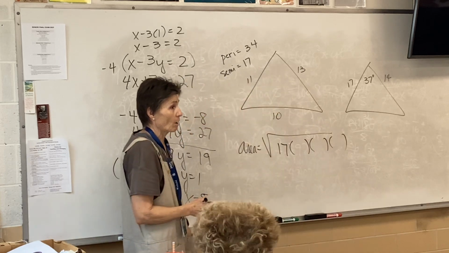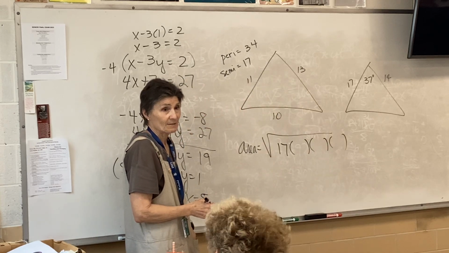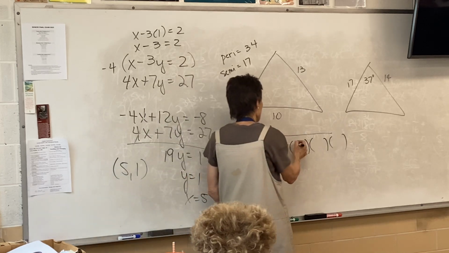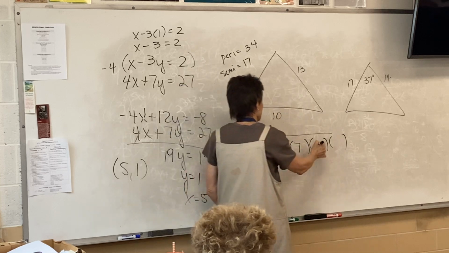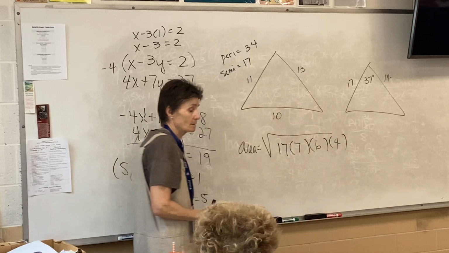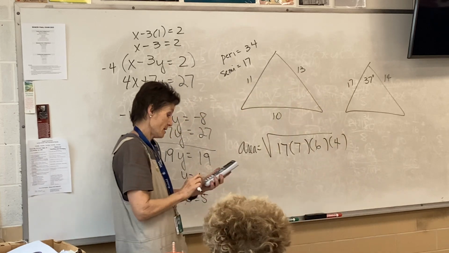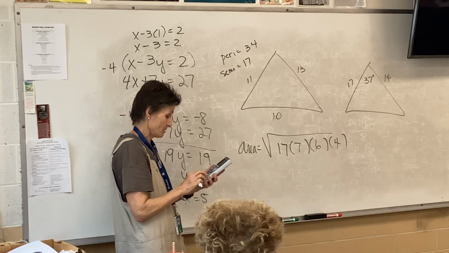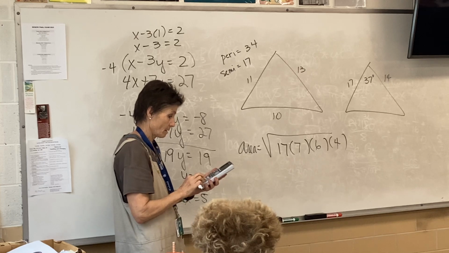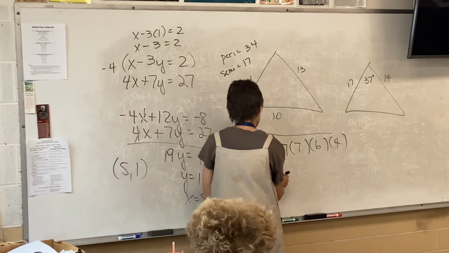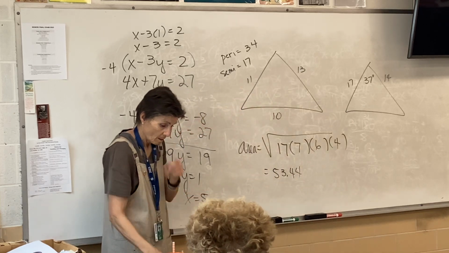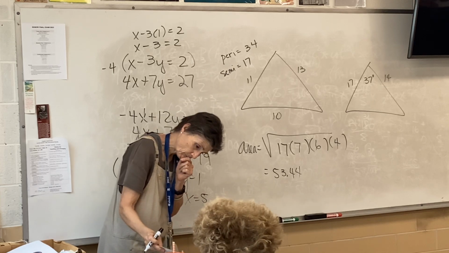Then there are 3 more. It's 17 minus each of those sides. So it's 17 minus 10, 17 minus 11, 17 minus 13. And then we just multiply them all together and take the square root. And the answer is 53.44, if there are units there.